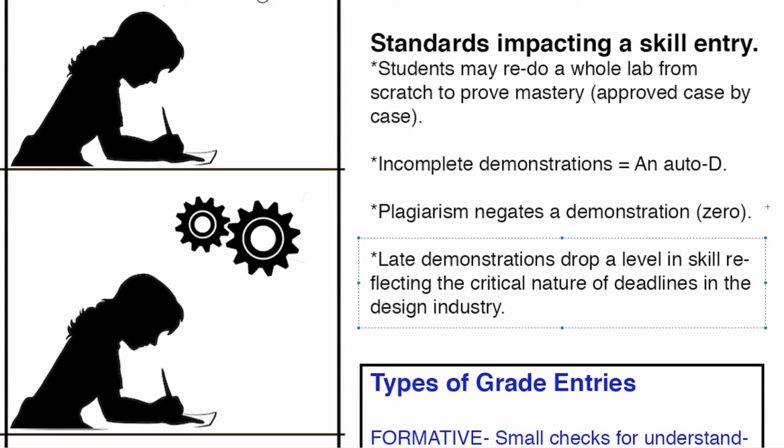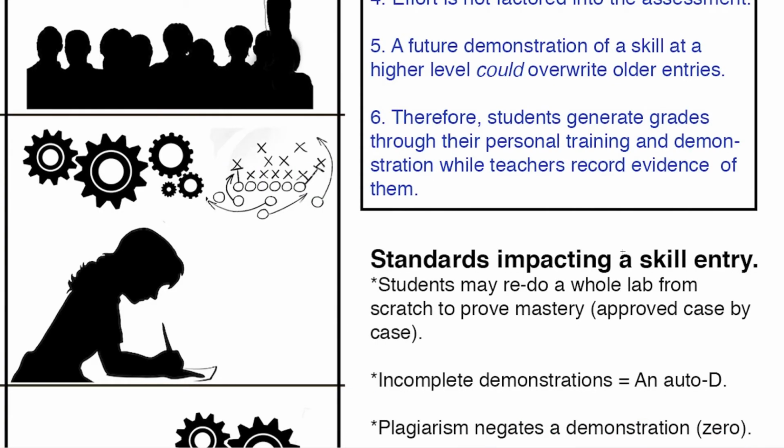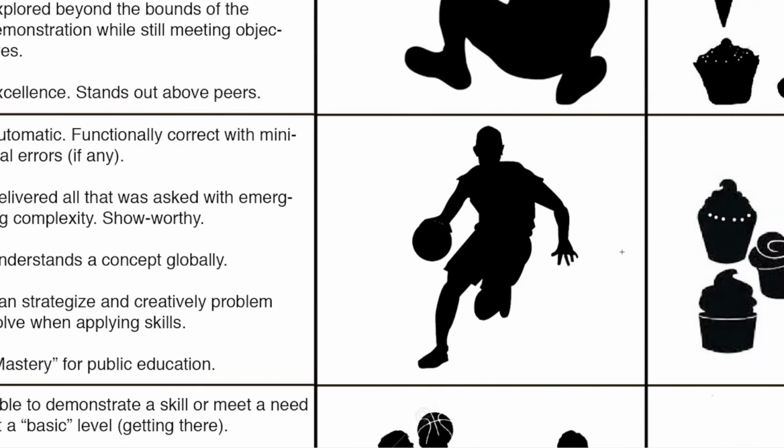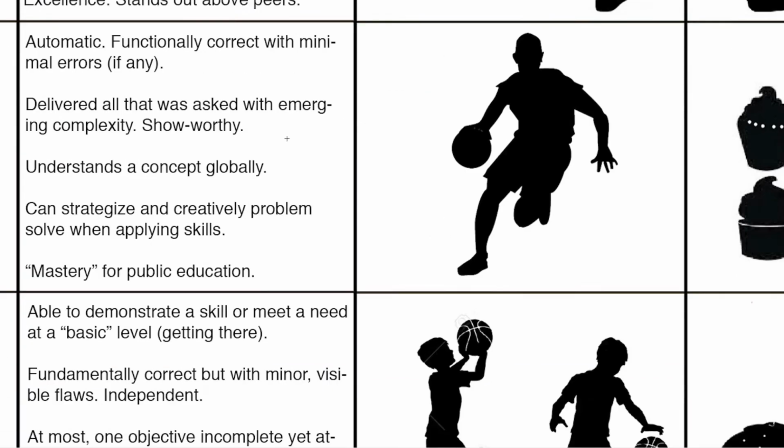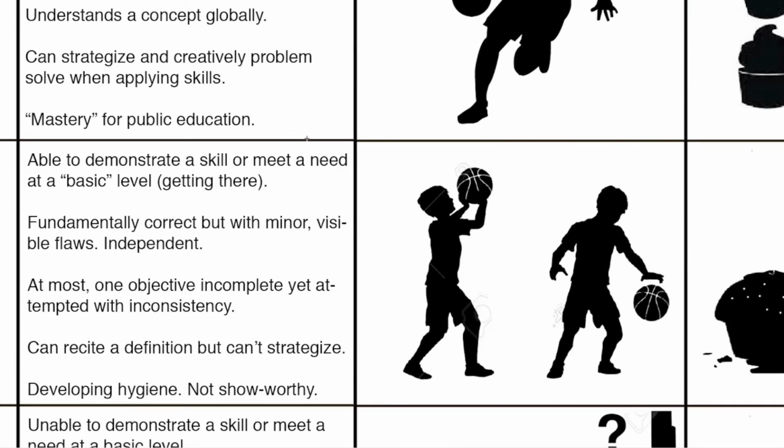I teach vocational content, and in this industry, deadlines are critical. Many other people besides you are dependent on your creation. If you're late on your creation, they are going to be late, and it's going to have a domino effect that costs your client money. So to reflect the critical nature of deadlines in this industry, late work will always drop a skill level. If you did B-level work, but you chose to turn it in late, that will revert to a nearing proficient demonstration.